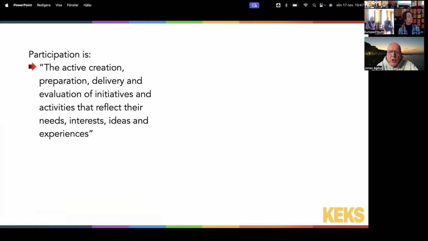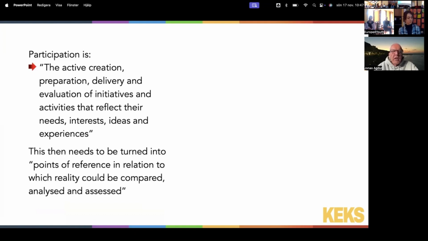Now, this is not a point of reference. This is a whole sentence. This contains many different parts, so it's not functioning as a point of reference. This then needs to be turned into points of reference in relation to which reality could be compared, analyzed, and assessed.